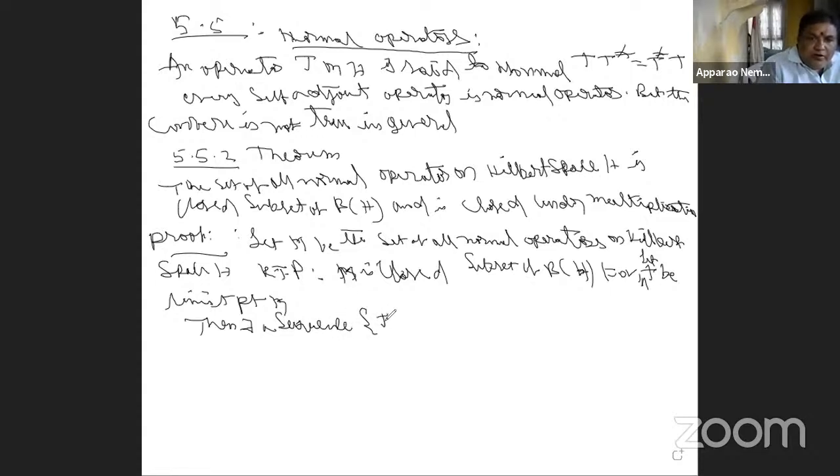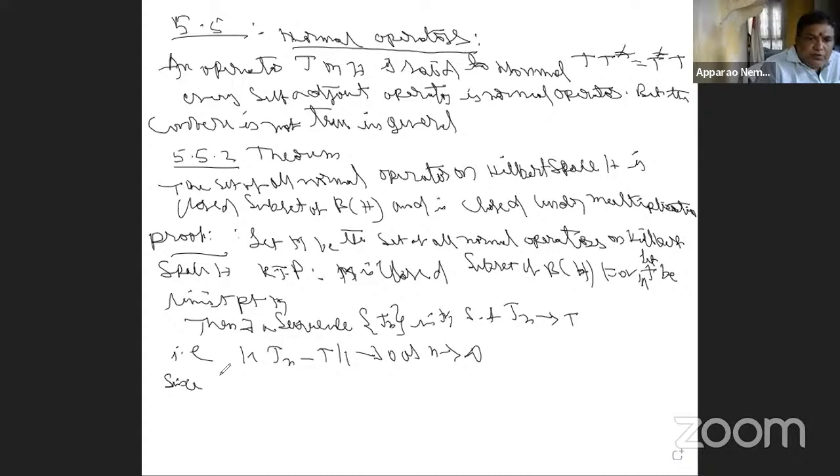T of M, in M, such that Tn tends to T. That means norm Tn minus T tends to 0 as n tends to infinity.